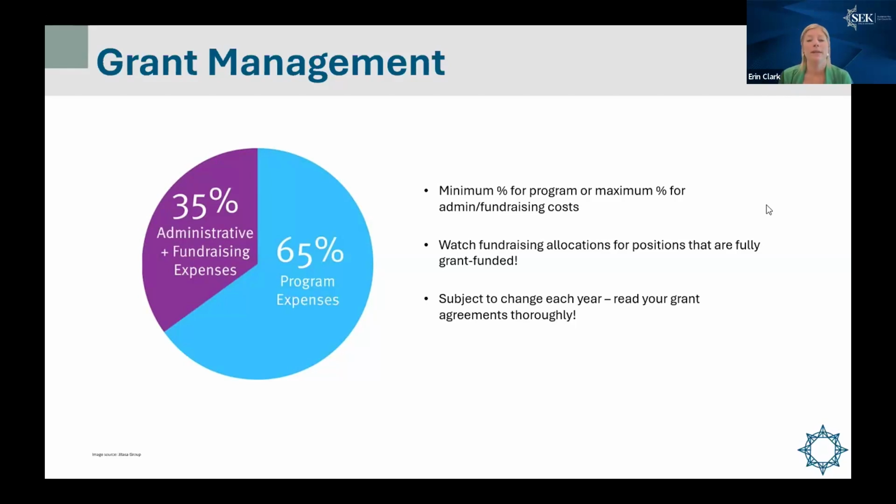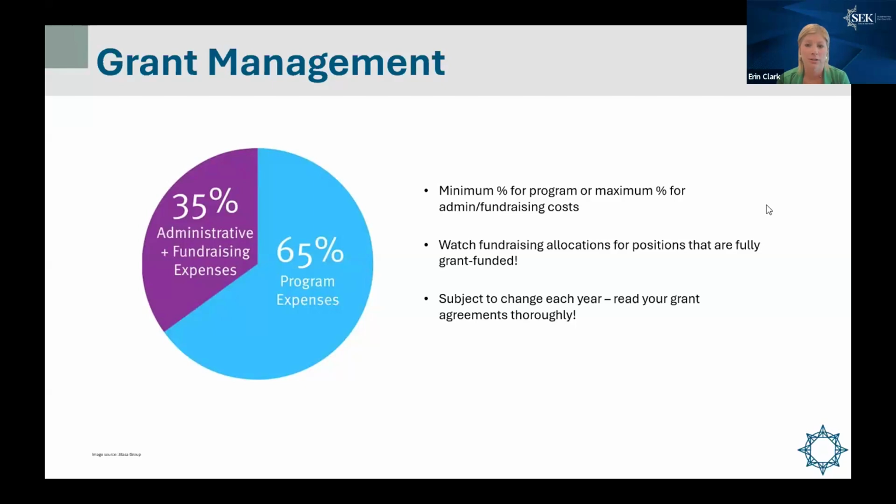The other point I wanted to make, and this is specific to one of my clients that recently found out about some changes in their grant funding. I'm sure a lot of you are in that situation right now. Watch your fundraising allocations for positions that are fully grant funded. I'm starting to see scenarios where, in this particular example, an organization was receiving grant funding from the state, and they were allowed a percentage of fundraising.